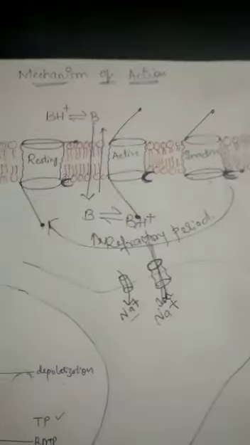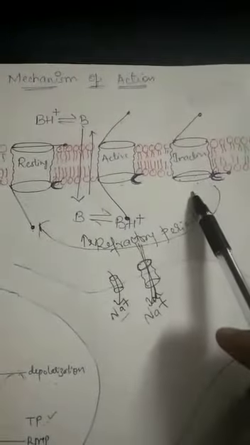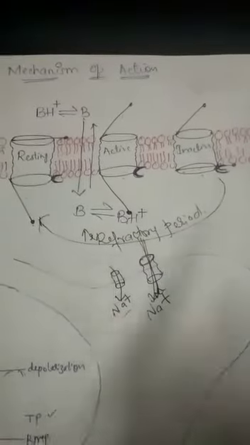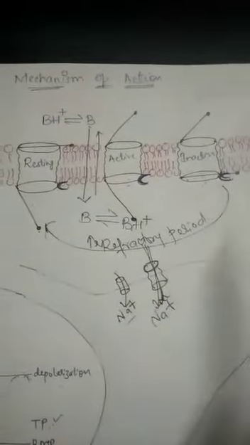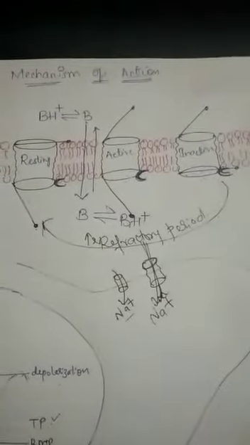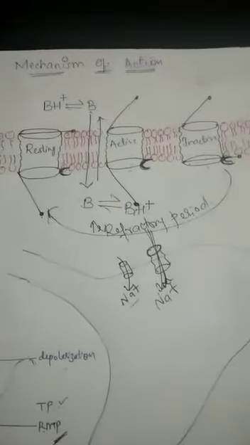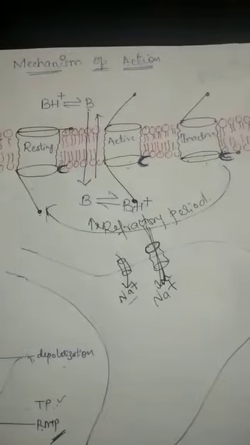That means for a longer period of time, these voltage gated sodium channels will be in the inactive state. These local anesthetics will trap the voltage gated sodium channel in the inactive state, and more time is required for flipping it back into the resting state. So this is the mechanism of action of your local anesthetic agents.